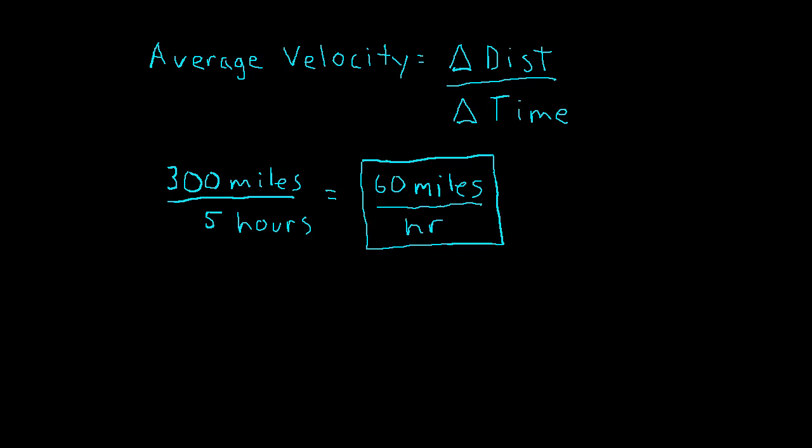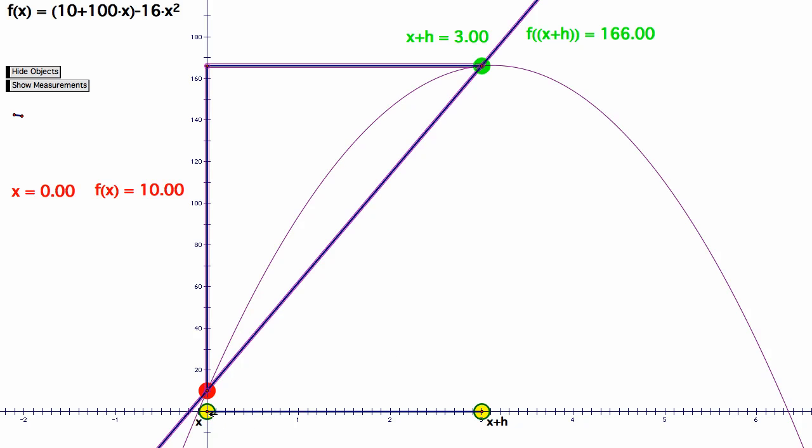All right, so with this problem, I want to know what's the average rate of change over the first 3 seconds of this object's flight. Well, how far did it travel? If you look carefully, I've constructed this triangle here, and this leg right here represents the distance traveled from the initial position to the final position. The final position can be read off here. It's 166. The initial position is right here, which is 10. So 166 minus 10 is 156 feet traveled over the course of 3 seconds.